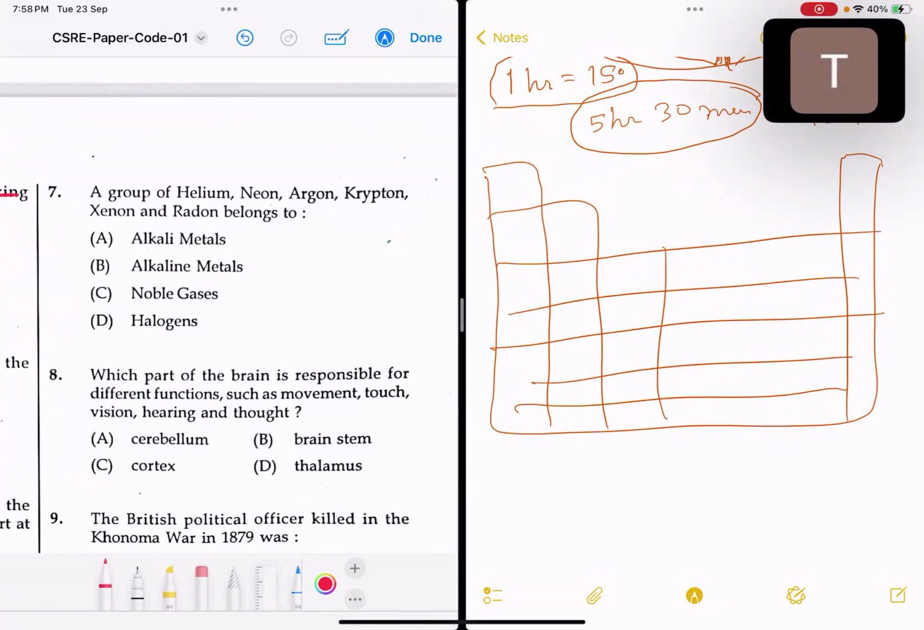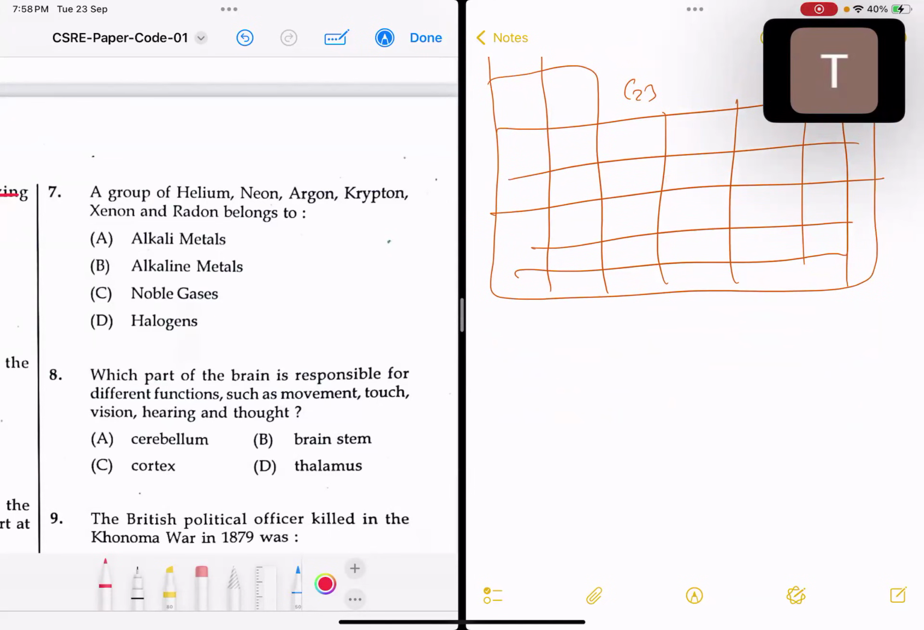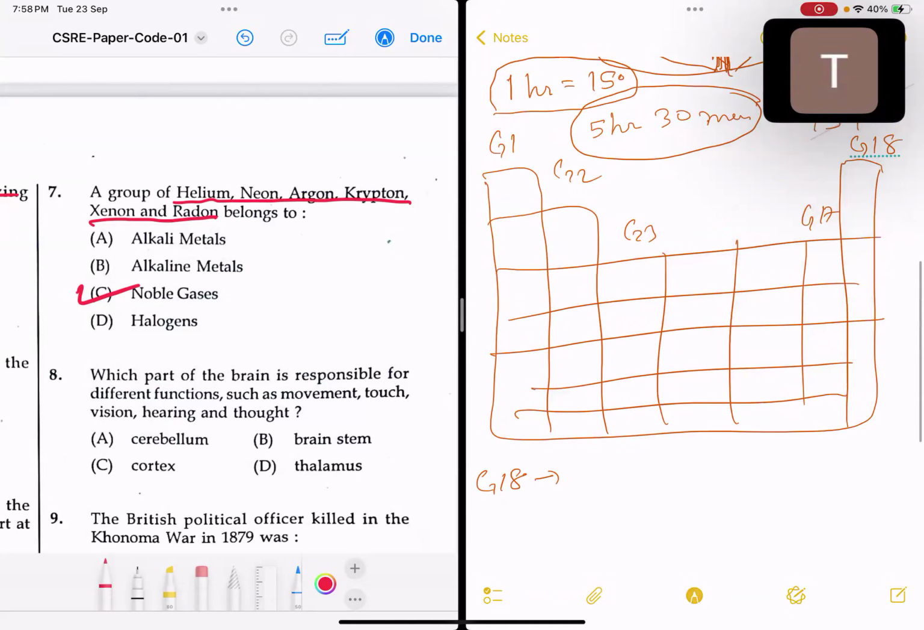All these elements are classified into group 1, group 2, group 3, all the way to group 18, including group 17. This is how the elements are arranged in the periodic table. Whatever gases have been given here are known as noble gases, and they belong to group 18, the last group. All elements in the last group are known as the noble gases.